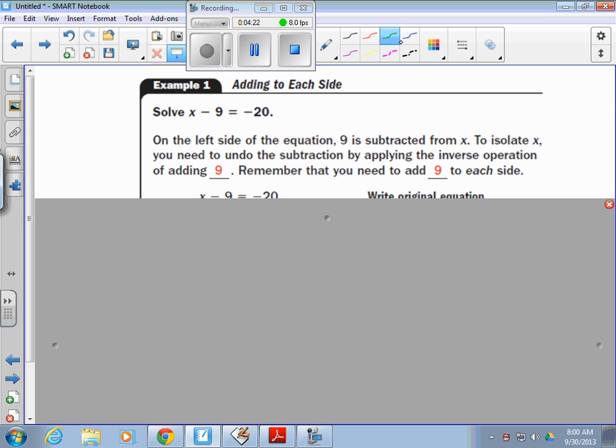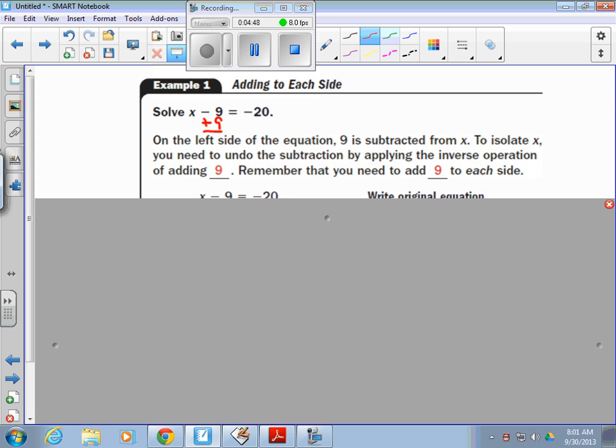Example number 1 is adding to each side. X minus 9 is equal to negative 20. On the left side, 9 is subtracted from x. You can see x is not alone. It has something that says minus 9 with it. To isolate x, or to get x all alone, you need to undo subtraction. We know how to undo subtraction. We undo it by adding. So it says minus 9, you undo minus 9 by adding 9.